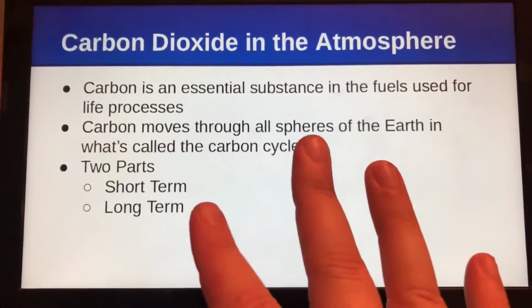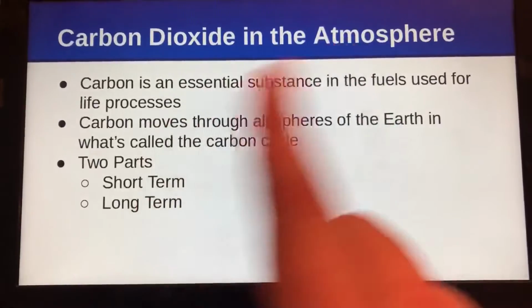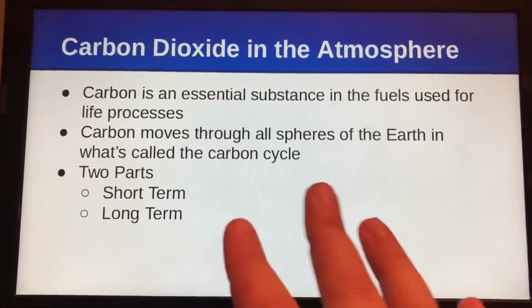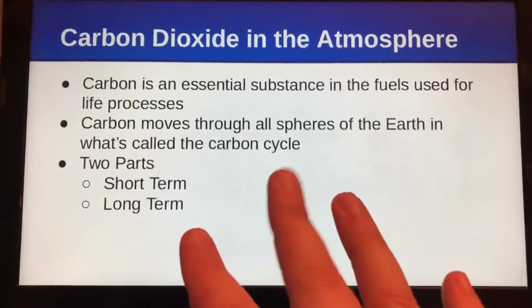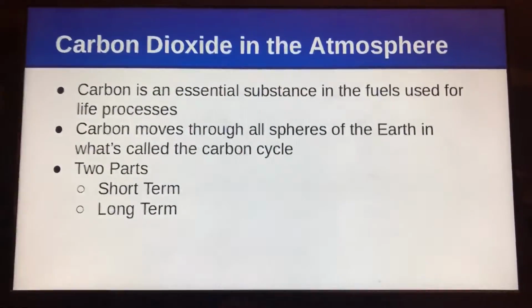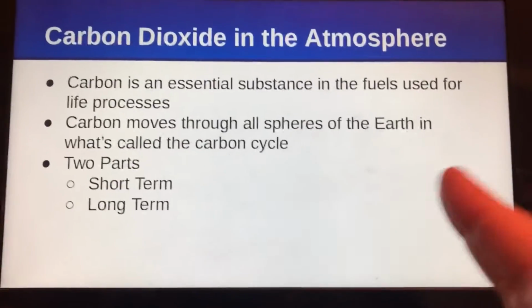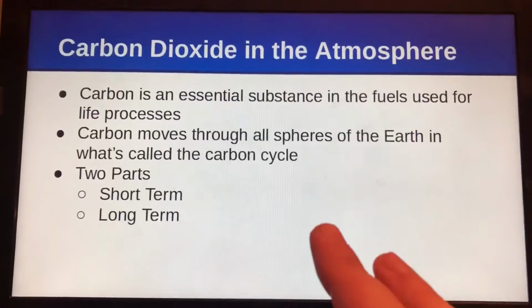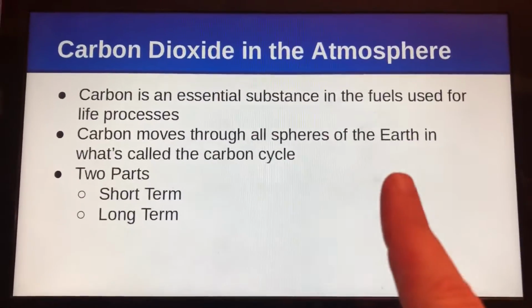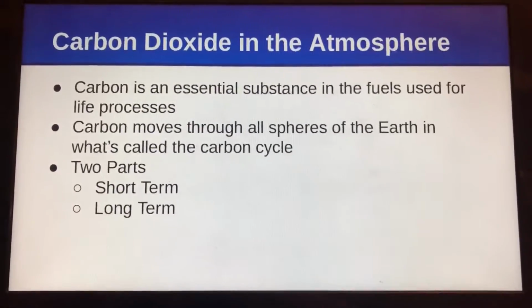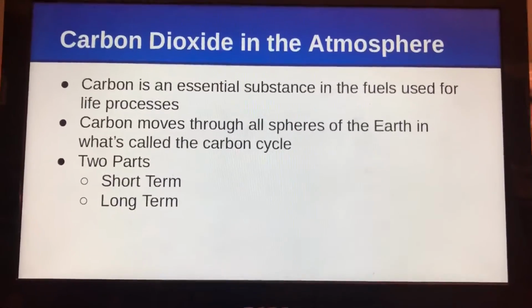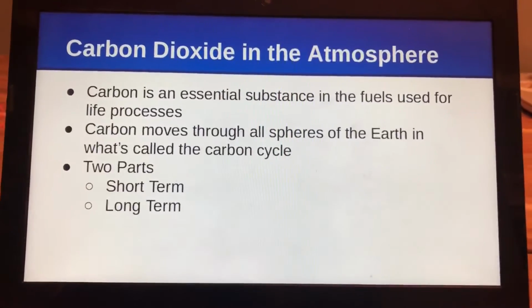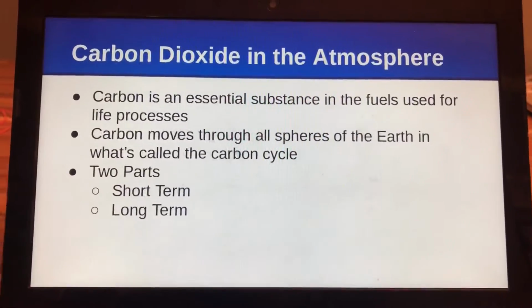Really all I need you guys to know is that carbon does move through all spheres of the earth in two different carbon cycles. There's a short term and a long term. And that carbon dioxide is one of the main compounds in the atmosphere, and it is a greenhouse gas. And that the increase of carbon dioxide is what is leading to global climate change, which obviously is not in the forefront of people's minds right now, but it is a problem.